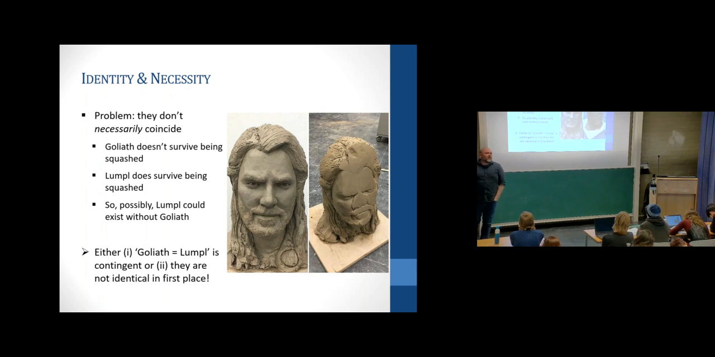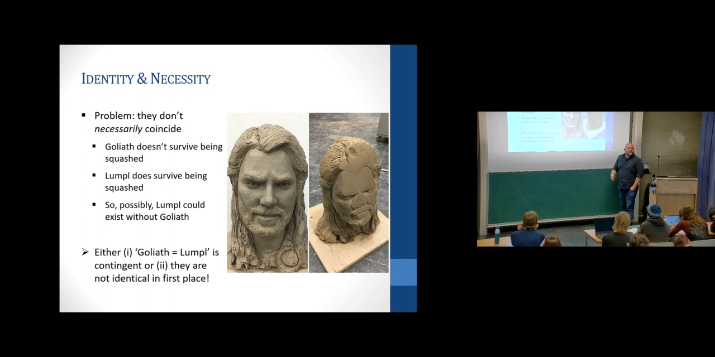Goliath doesn't survive being squashed. Lumpel does. Lumpel's just a lump of clay. It can be any shape at once, right? So, here's the thing. We carve our beautiful statue of Geralt, and we're clumsy, and we no longer have a beautiful statue of Geralt, but we still have the same lump of clay.